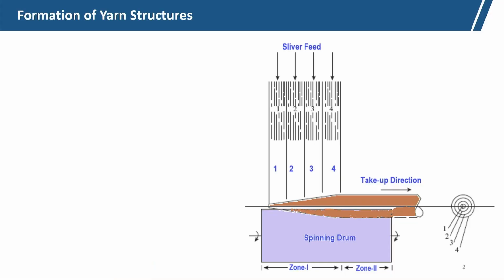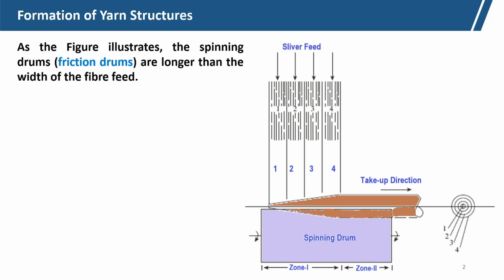Now, the yarn formation, if you see here, this is the friction drum, this is the spinning drum, and this figure illustrates the spinning drum, which is longer than the width of the fiber feed. The width of the fiber feed is shown here as zone 1, but the friction drum length is more than that. So, zone 1 length and zone 2 length consist of the friction drum. That means the fibers are feeding on the friction drum, not in the whole width, because this length of the friction drum is used for final application of twist, that we will discuss.